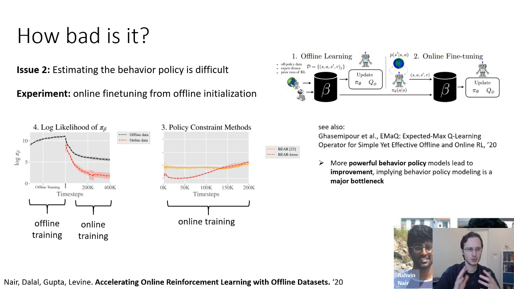And in fact, this general principle is borne out in a few other papers. For example, this paper I have cited here called MOPO shows that using a much more powerful class of behavior policies leads to substantial improvement, implying that behavior policy modeling is really a major bottleneck for these policy constraint methods.